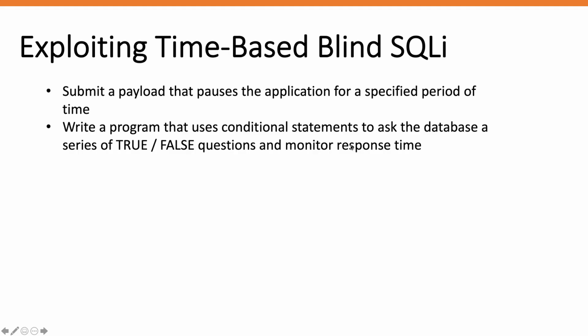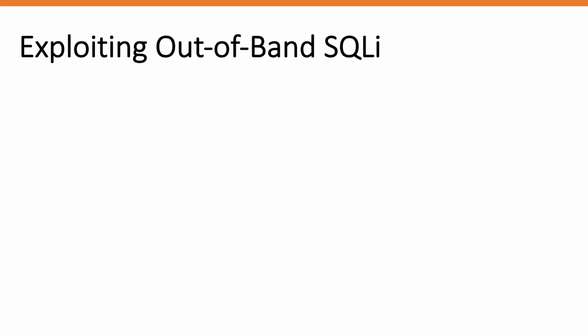If there's a delay in the response time, that means the question you're asking the application is true. If there's no delay in the response time, that means the question you're asking the application is false. And then you send a bunch of those requests until you enumerate or extract the thing that you want to extract from the database. And we'll gain hands-on experience in all of these different types of SQL injection vulnerabilities in the upcoming videos.